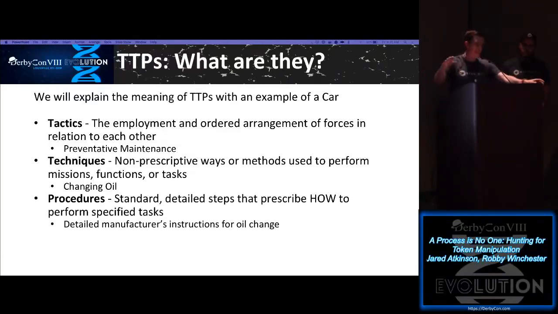So a tactic is the highest level. That's the big group. So that's the employment and ordered arrangement of forces in relation to each other. To use an analogy of car ownership, you want to take care of your car. A tactic of car ownership would be preventative maintenance. It's a huge category. It covers a lot of stuff, but it's kind of like one specific focus. Then you have techniques, and that's the non-prescriptive methods or ways to perform a mission or task. So in the case of preventative maintenance, that would be changing your oil.